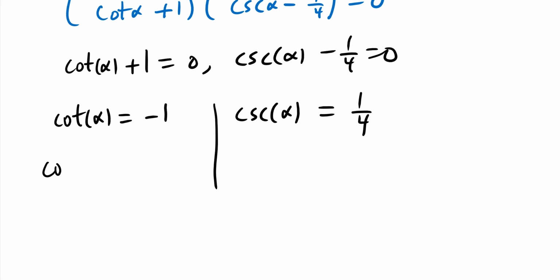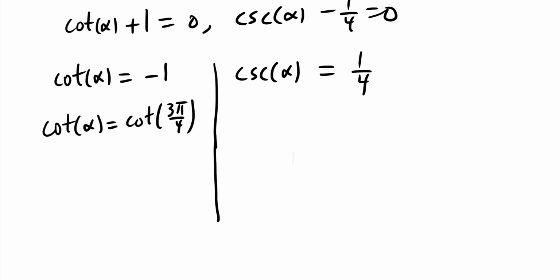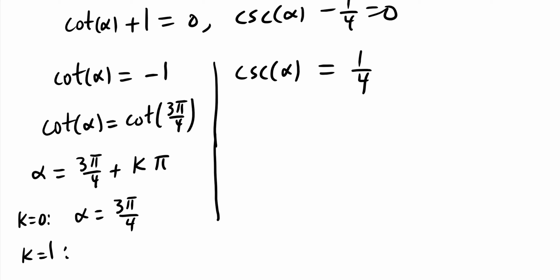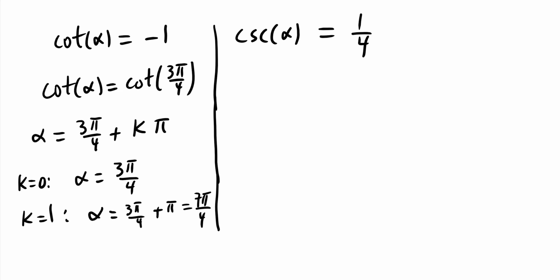What is the smallest angle whose cotangent is -1? That would be pi minus pi over 4, which is 3 pi over 4. And cotangent and tangent formulas work the same way, so it's alpha equals beta plus k pi. If we take k equals 0 here, we get alpha to be 3 pi over 4. If we take k equals 1, alpha would be 3 pi over 4 plus pi. Combine them, you get 4 plus 3, 7 pi over 4. If you take k equals 2, that would exceed 2 pi. So we have this and this.